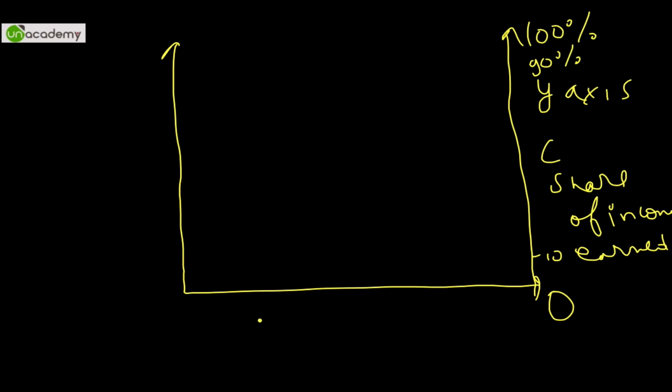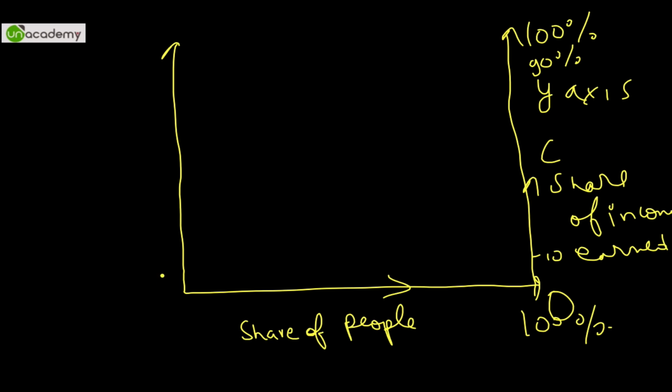And finally here we have the share of people. Share of people, the cumulative income earned from lowest to highest incomes. Again, just remember this, this is increasing in this direction, this is increasing in this direction. Here we have 100%. Just remember this. So this line, if I draw a line from here to here, just imagine it's a straight line, and this is at 45 degrees.